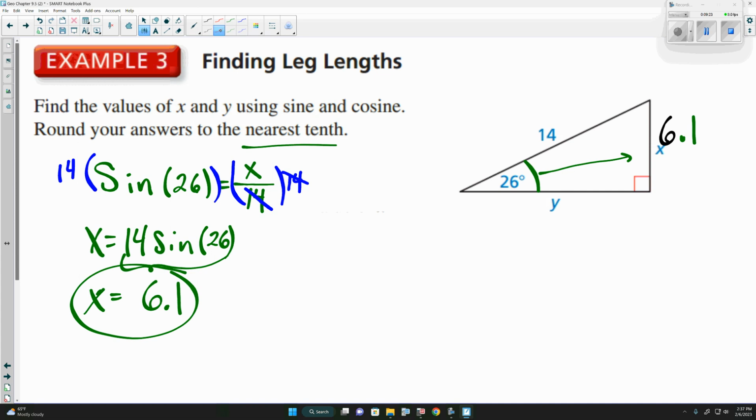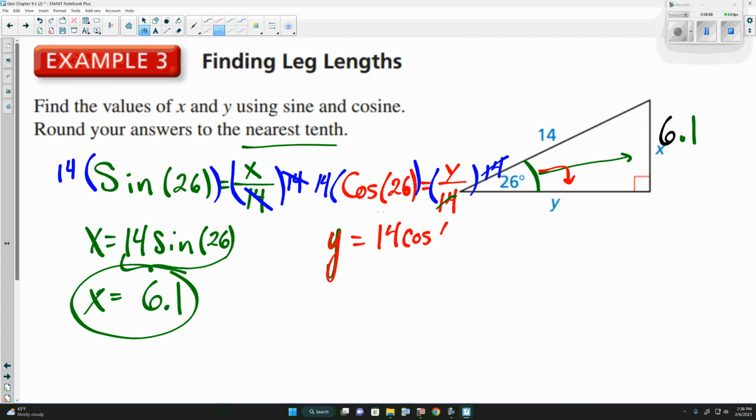If we took cosine of 26 degrees, well, cosine is what over what? Adjacent over the hypotenuse. So the adjacent side to this angle is y, and the hypotenuse is 14. Again, we would multiply both sides by 14 to get y by itself, because here the 14 and 14 will cancel. And here, y is going to equal 14 cosine of 26.